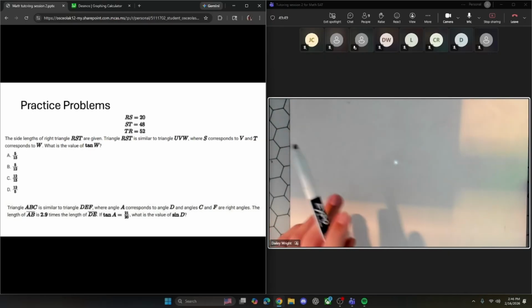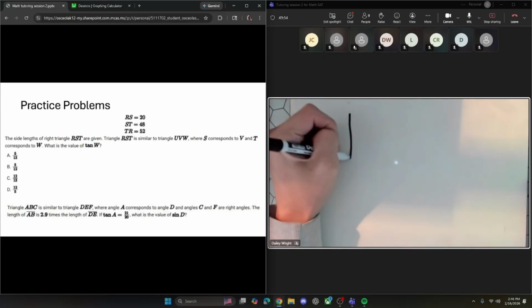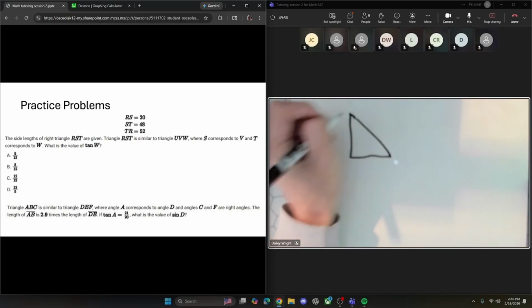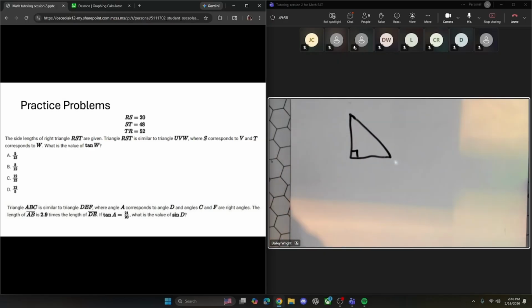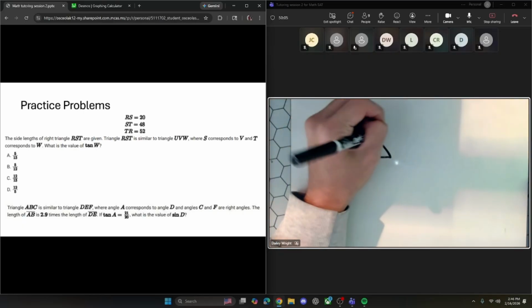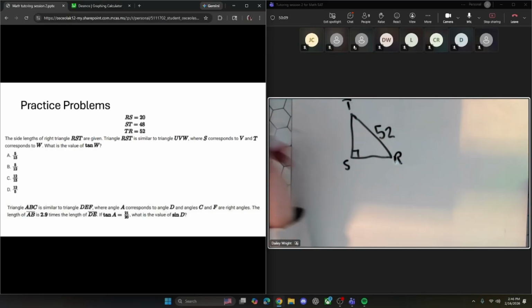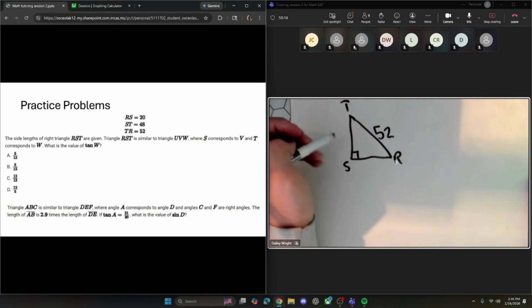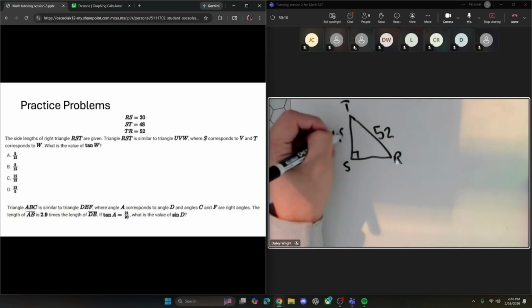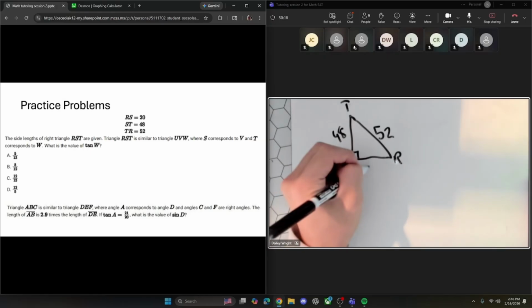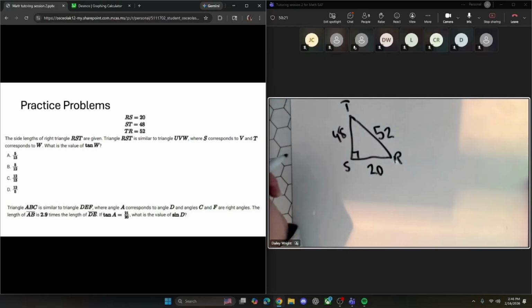Okay, the side lengths of right triangle RST are given. So this is a right triangle RST. Before I draw out the angles, I want to figure out which is the right angle. Well, TR is the biggest, so that's the hypotenuse. TR is 52, which means S is the right angle. And then ST is 48. And RS is 20.